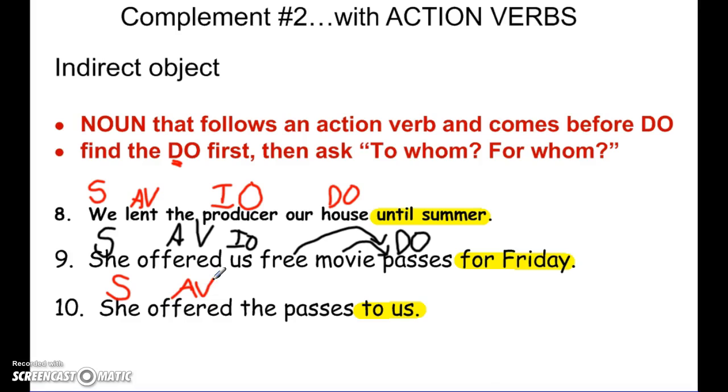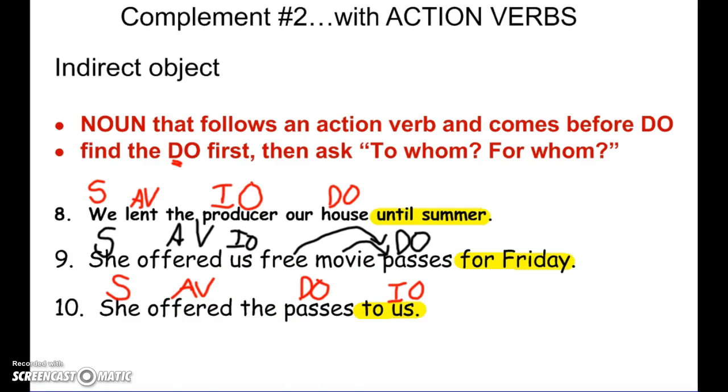If I have an action verb, I look next to find the direct object. She offered whom or what did she offer? She offered passes. And I see words left in between, so I'm going to ask myself that next step. She offered passes to whom or for whom? Now over here, I see she offered the passes to us. It answers the question. She offered the passes to whom? She offered the passes to us.